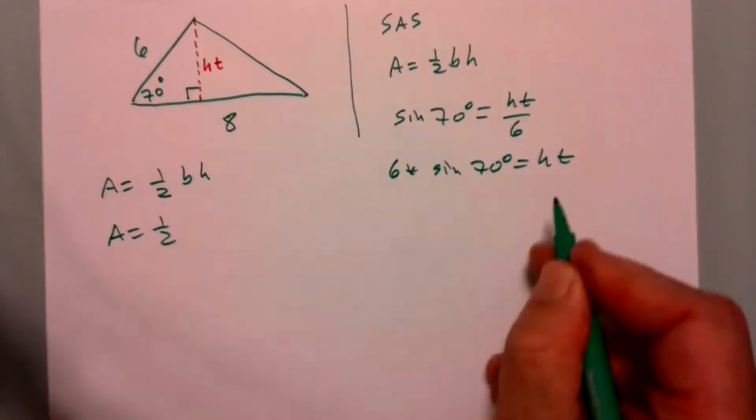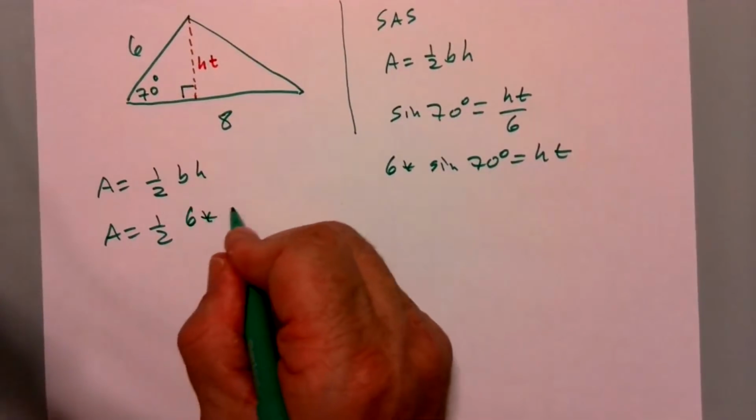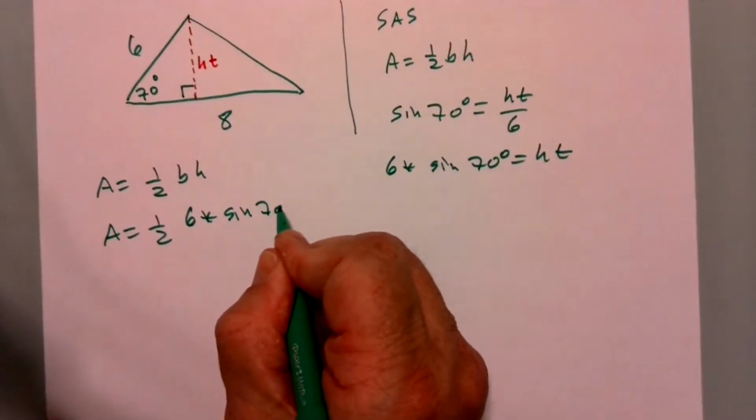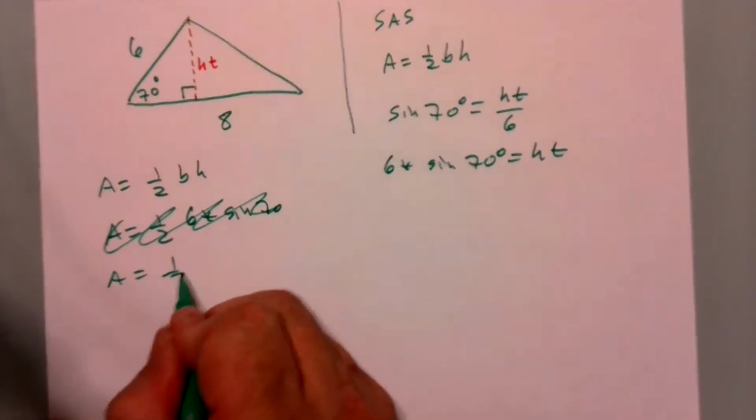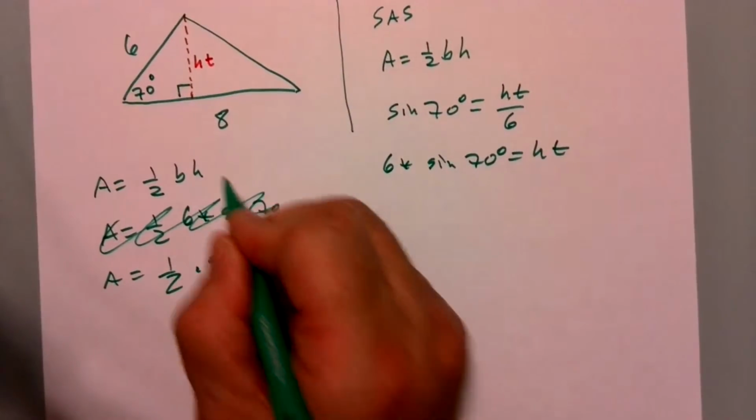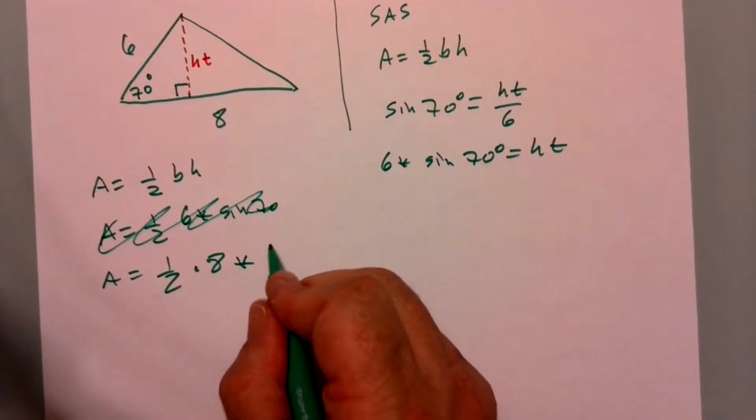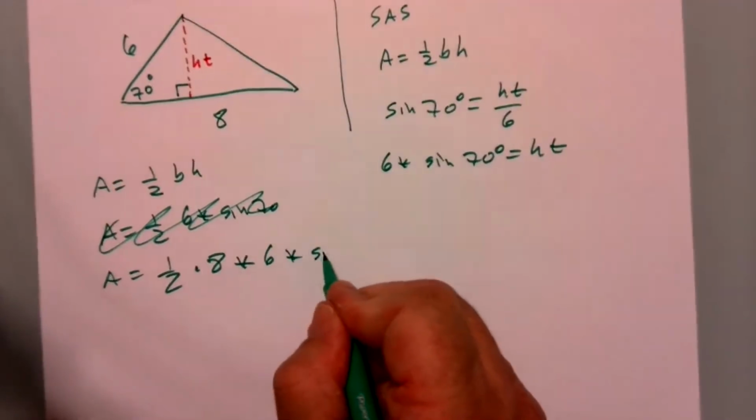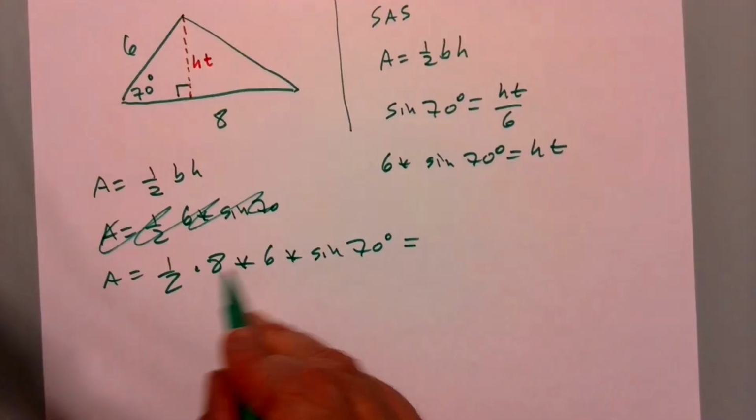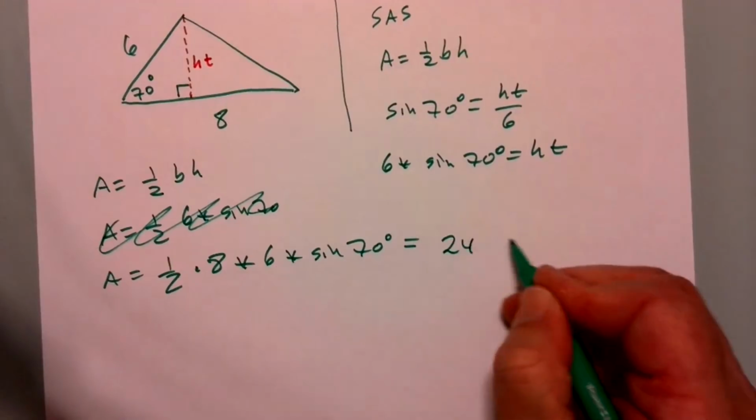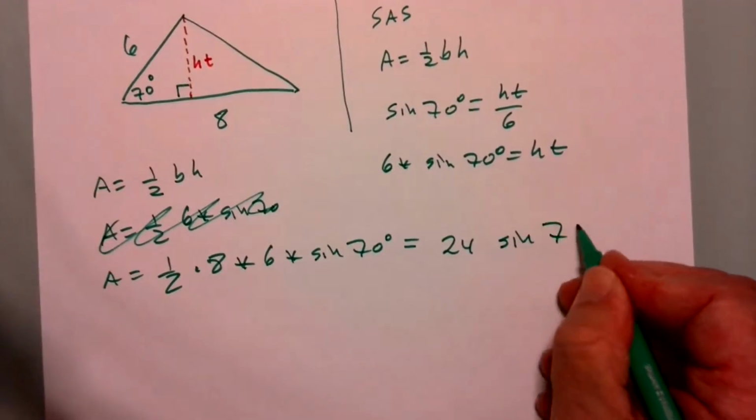So I have area is 1/2 base. Base is 6. Oh, excuse me, let me change that. Base is 8. Area is 1/2 times 8 times the height, which we said was 6 times sine 70. So 1/2 of 8 is 4, times 6 is 24. So the best answer I can give you is 24 times sine 70.